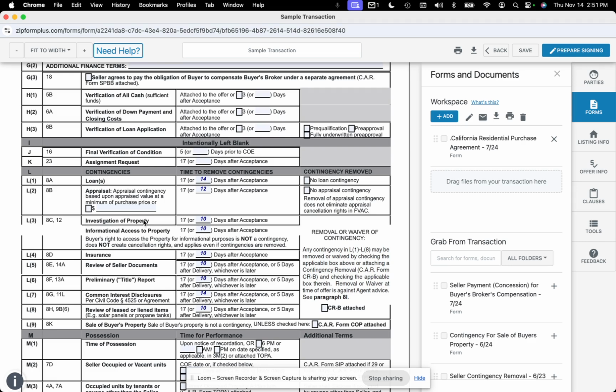Okay, and then you have the investigation, you have the insurance, getting insurance for the property, seller documents, title report, the HOA contingency, and the review of lease or lien items. And this is the sale of the buyer's property, which you would have to check this box and fill out this other COP form. Again, we cover this in the higher ticket course. This is if you were selling your property first before you can buy this one.